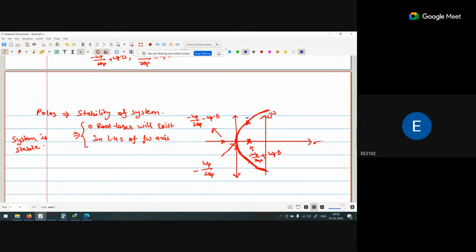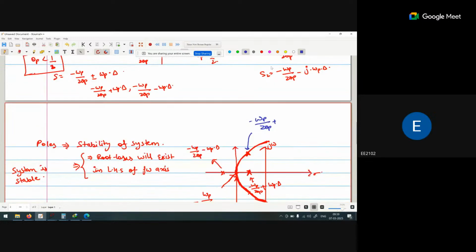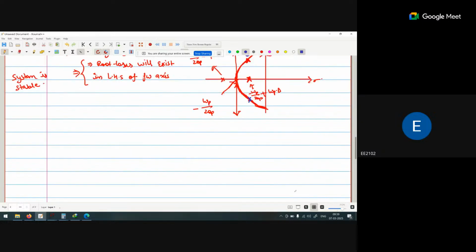Okay, and this one is omega p upon 2 qp plus j omega p delta, and this one is minus omega p upon 2 qp minus j omega p delta. Any doubt in this representation? No sir.